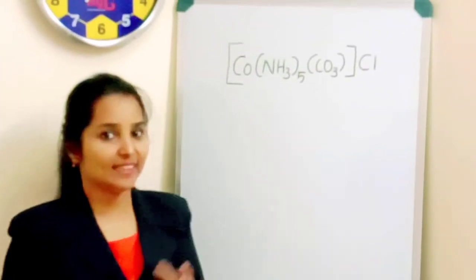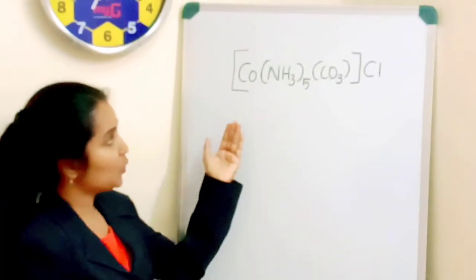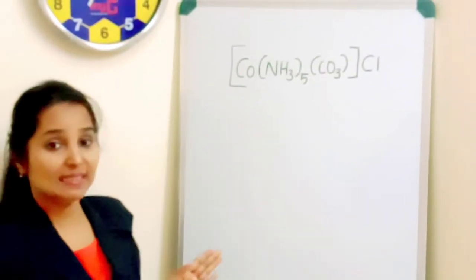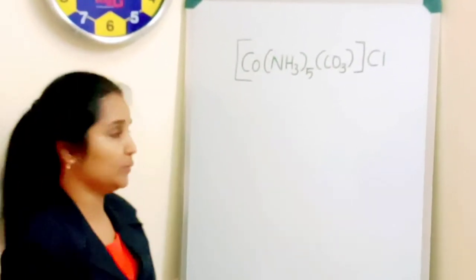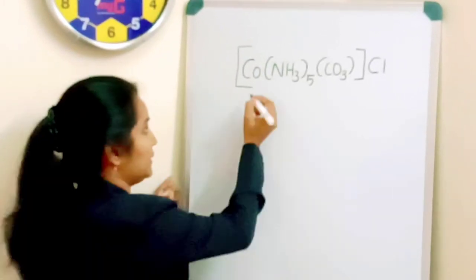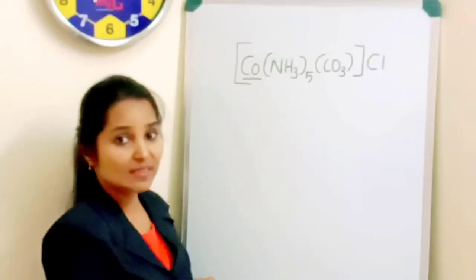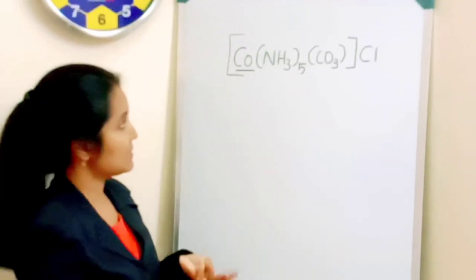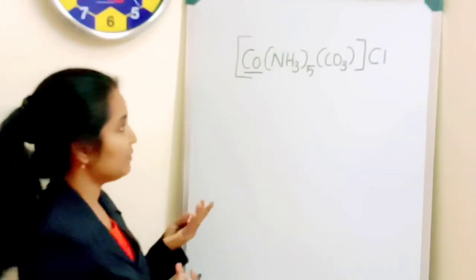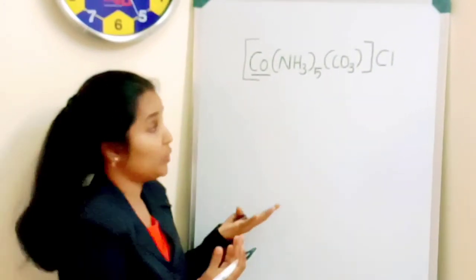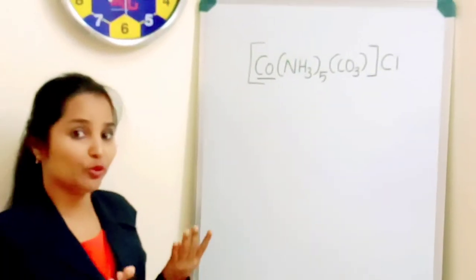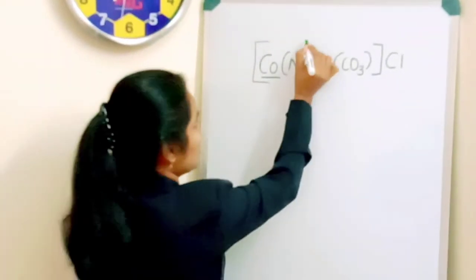Let's see yet another example, that is [Co(NH3)5CO3]Cl. So the first thing is to identify the central metal ion. So here we have only one metal present inside the coordination entity, that is Co. So this will be the central metal ion. Now next is to find out the oxidation state of the central metal ion. So here we have known ligands and their charges. NH3 is a neutral ligand, you have already learned.